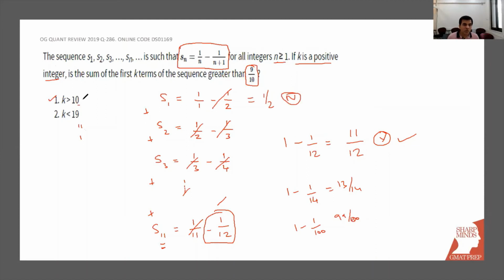So statement 2 alone, with 11 we get a yes answer, with 1 we get a no answer. So we are not getting a unique answer from statement 2 alone. Therefore, A is the answer to this particular question.